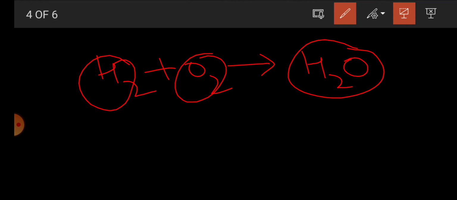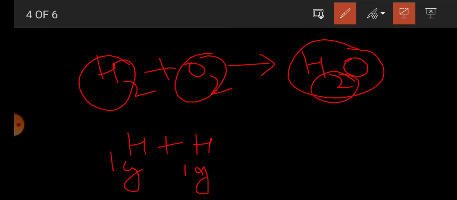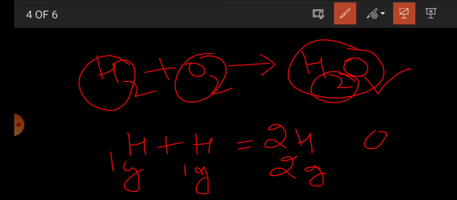The mass of hydrogen is 1 gram, but we have two hydrogens here. So what will be the mass? One hydrogen and one hydrogen, there are two hydrogens. So what is the total mass of the hydrogen in the water? It is 2 gram. What about the oxygen? There is only one oxygen here, so the mass of the oxygen is 16 gram.